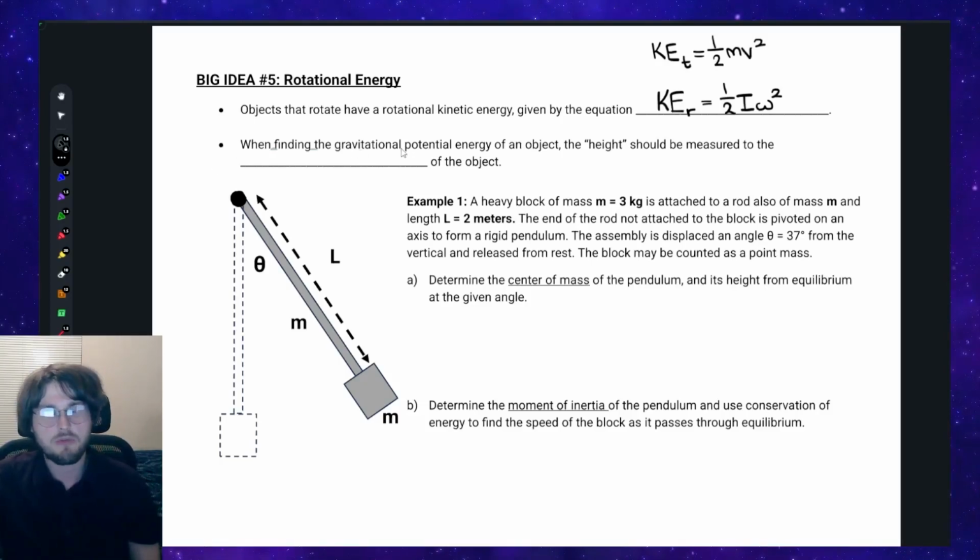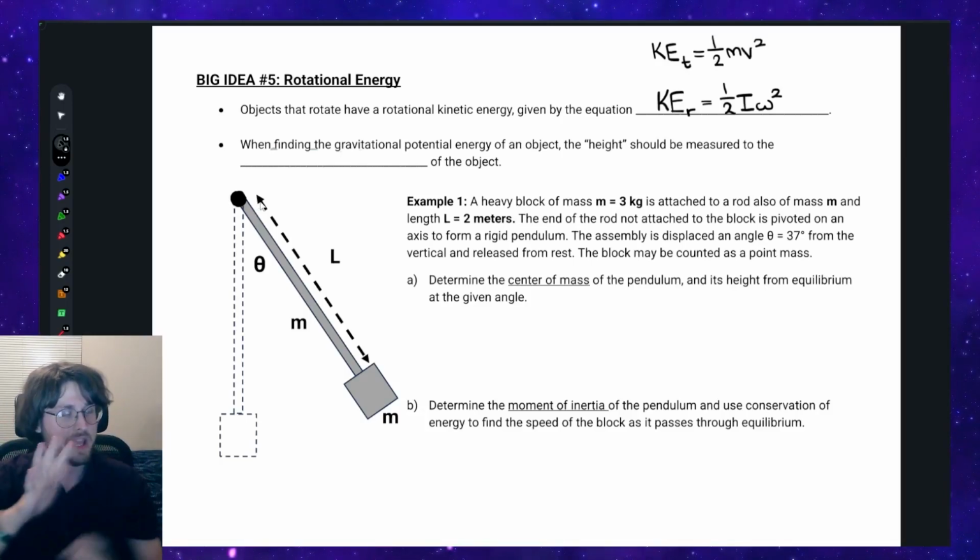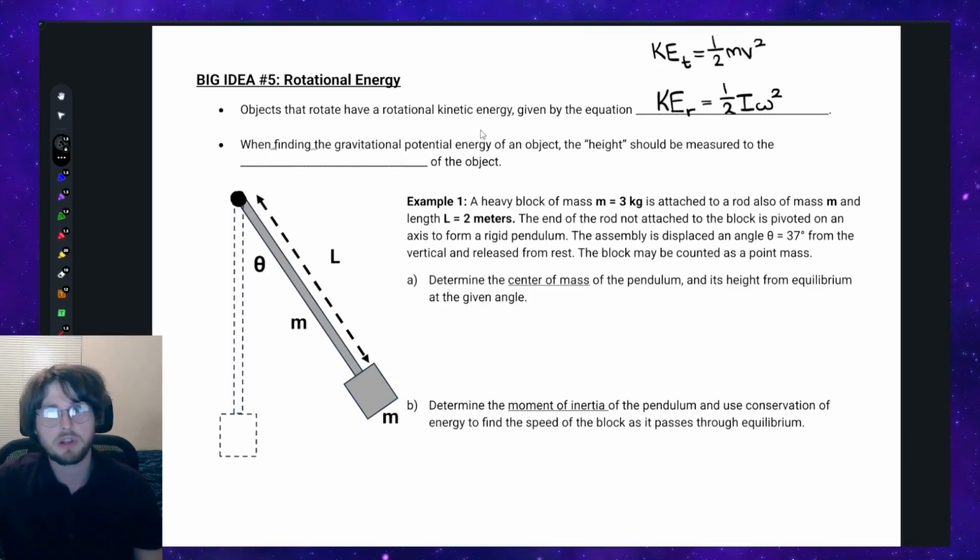The last thing that we need before we get started and playing with this a little bit is that when you are finding the gravitational potential energy of an object, particularly one that could have a lot of pieces at play, like this pendulum down here, generally, it's worth remembering that the height should be measured to the center of mass of the object. And with that, we're going to start playing around with this rigid pendulum down here.